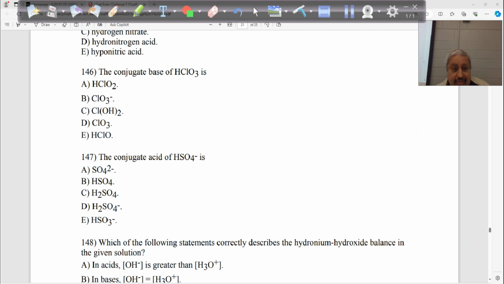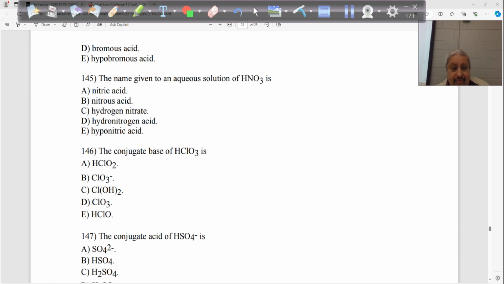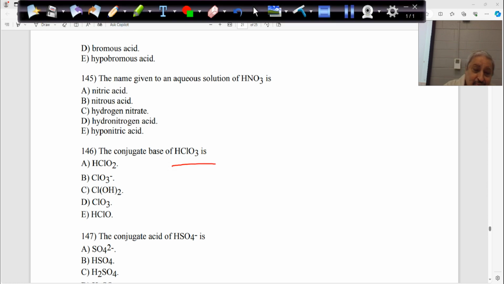Yeah, that's the molarity. Okay, so now you tell me what is the conjugate. Just quick. We'll do 146, 147. That might not come, but at least you'll have the idea. What is this and what is this? What is the conjugate base of HClO3? What's the name of HClO3? Correct. That's chloric. Perfect.